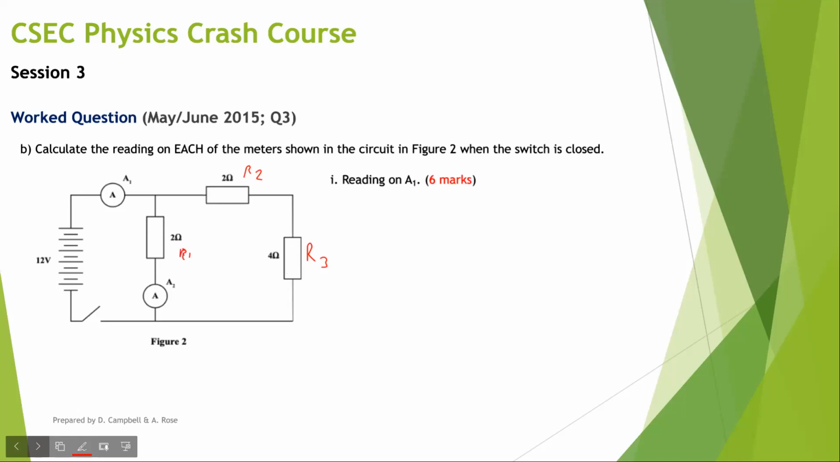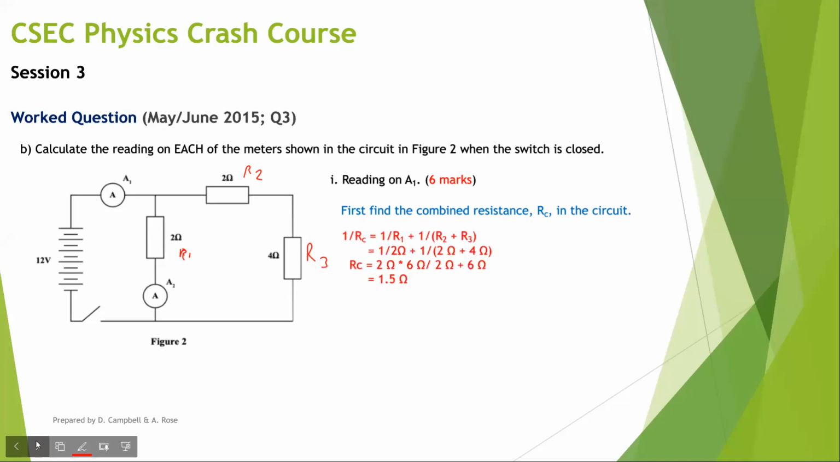All right. So the reading on A1 is basically going to give us the total current that flows through the entire circuit before it has to split to go through R1 and then R2 and R3. So we first have to find the combined resistance in the circuit. Now remember we said that R2 and R3 are connected in series. So if we need to find the total resistance for those 2 resistors, we just add the individual resistances.